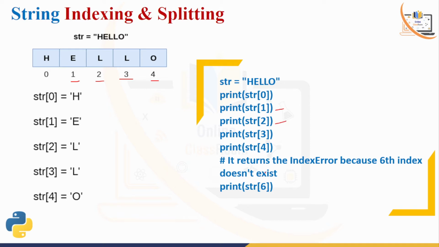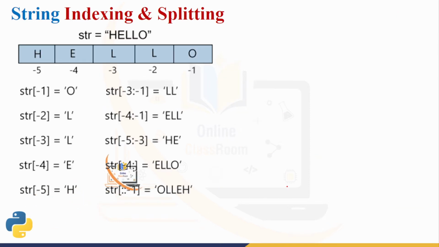And suppose we give 6, it will print an error, because the index value of 6 doesn't exist. You can try this code and see the output. But there is another way of indexing in Python, called minus indexing. The same string hello is there, and minus indexing is also supported by Python. It means it starts from the last one.